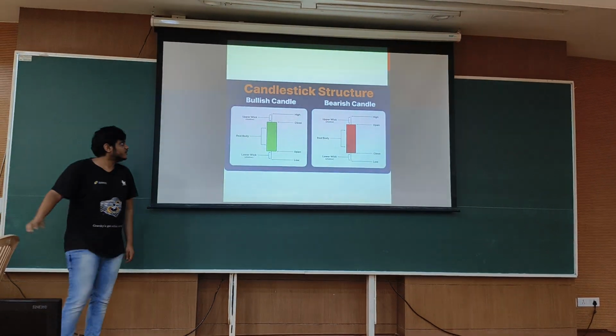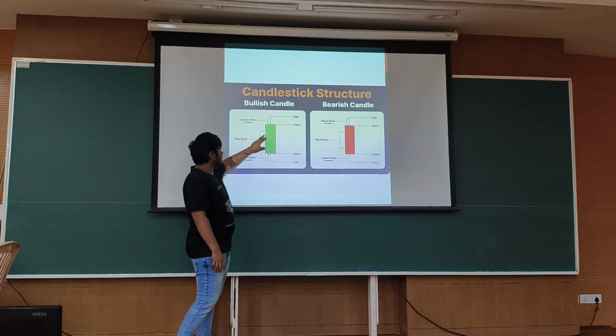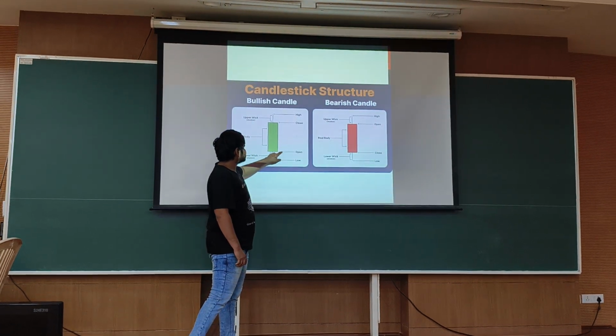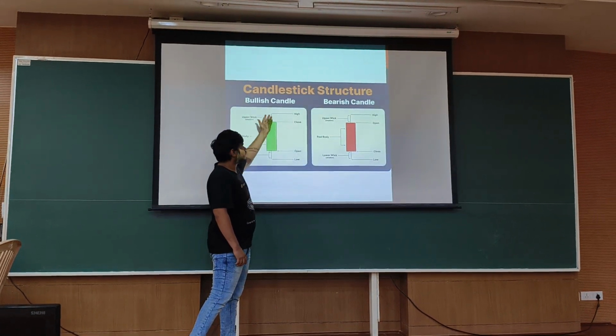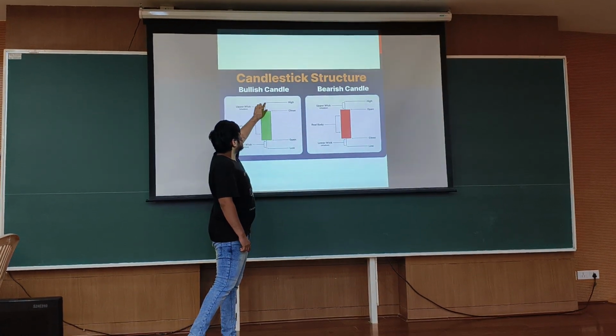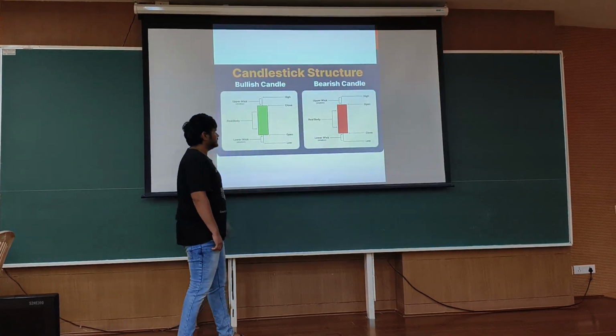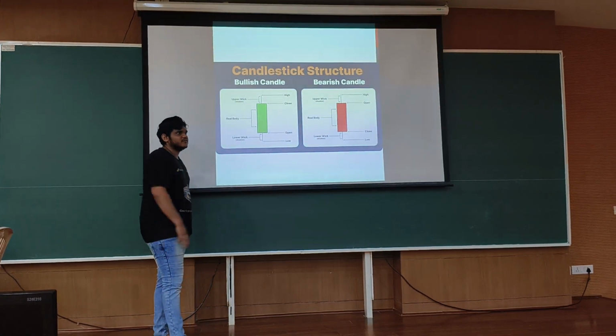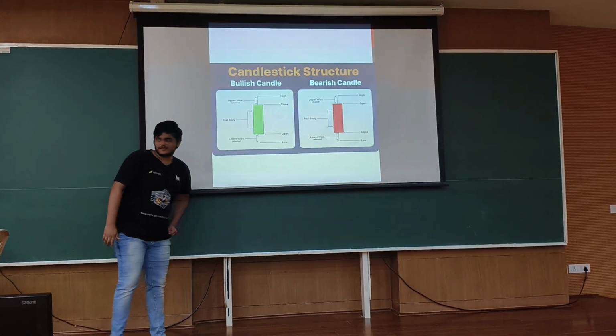So again, same thing. This is a bullish candle, this is the body, this is the wick, this is the opening price, lower than the closing price. The stock closes higher. The wick extremities determine the high and the low prices. And the reverse is true for the bearish candle. Any doubt till now? It is simple.